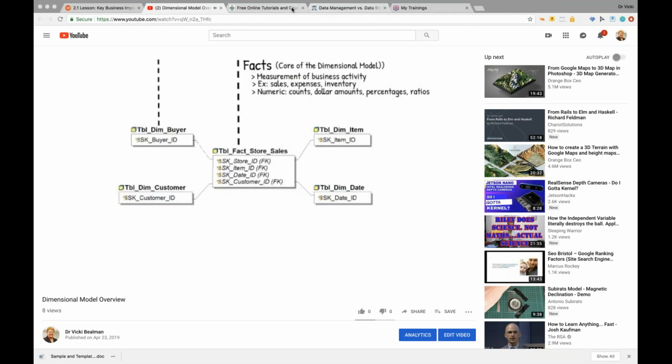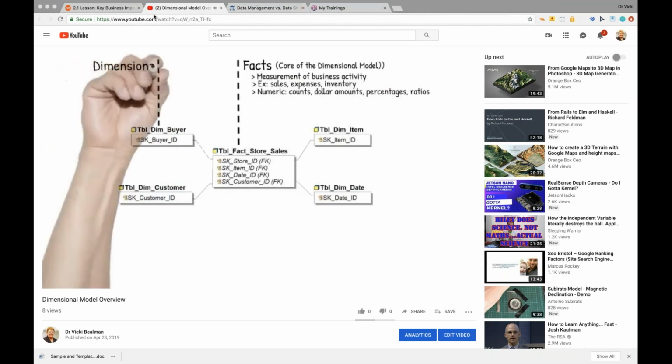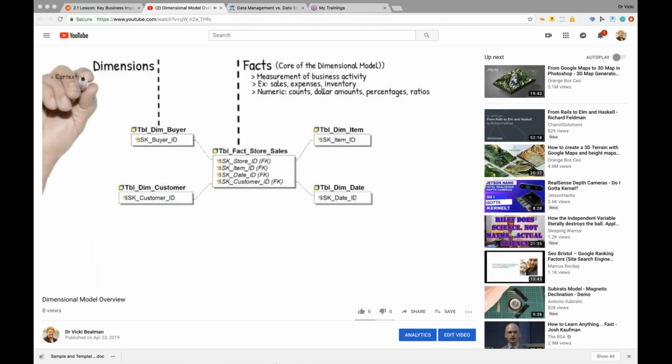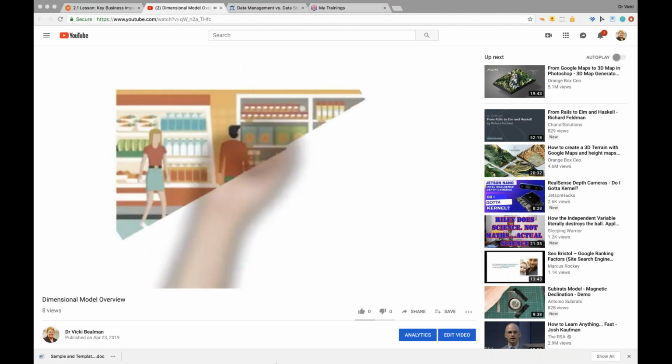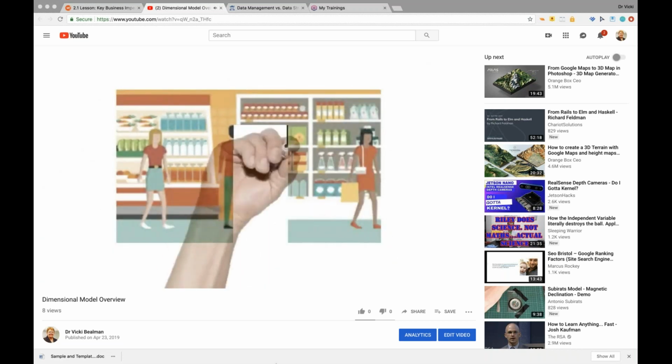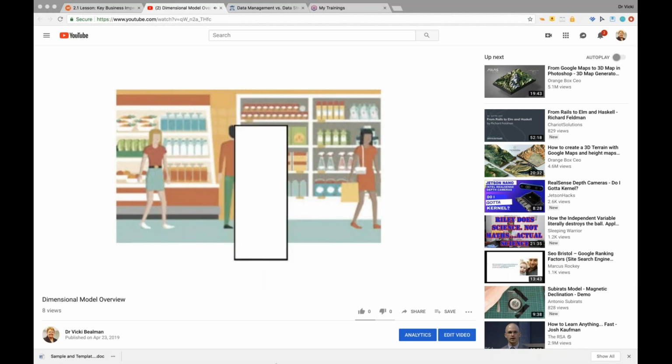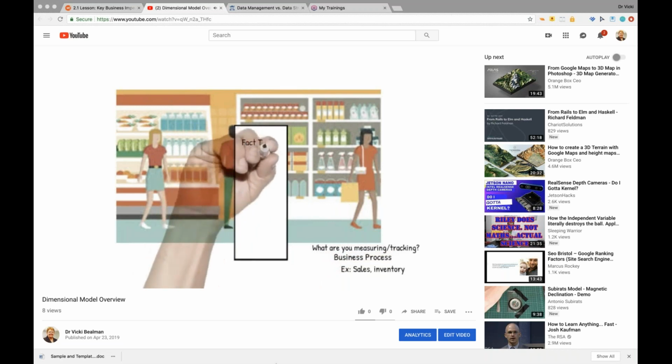To put the facts in context, we have dimensions. The dimensions all relate to the facts. The dimensions are the who, what, when, where, and how of the facts. Let's look at an example of a store. The first thing you will do is ask the questions to determine the facts. What are you measuring or tracking? You have to do that first. What business process are you looking to measure? For example, again, sales inventory. That is what you're going to use to determine your fact table.